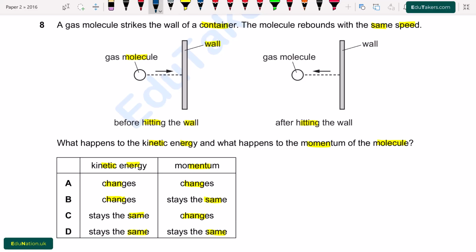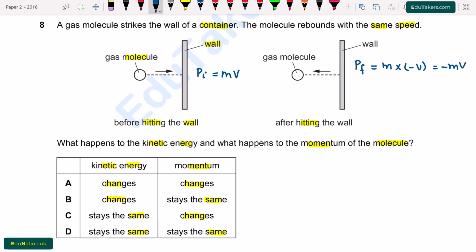So I write here, before hitting the wall, momentum is Pi. This will be equal to, momentum is the product of mass and velocity. So I write here mv. After hitting the wall, momentum will be Pf. It will be the product of mass multiplied by v. But in this case, this gas molecule moves in the opposite direction, due to which velocity will be negative. So I write here minus v. Then the final momentum will be minus mv. It means that momentum changes here.